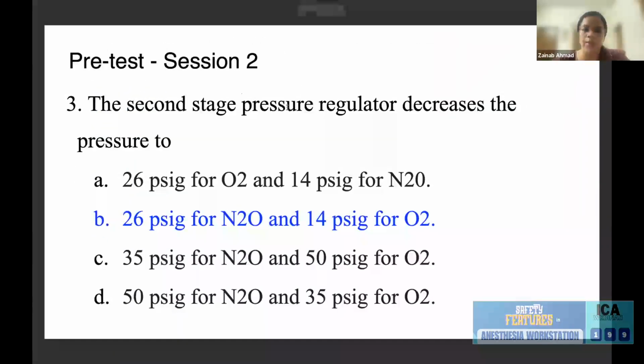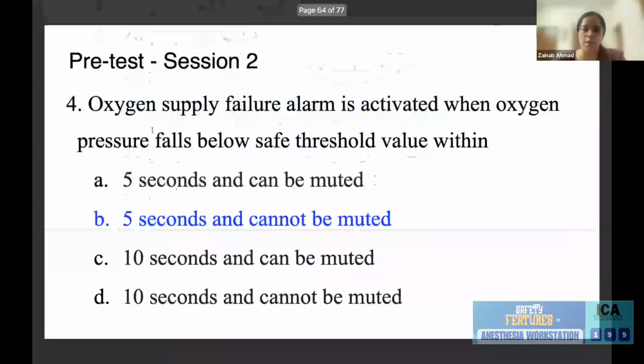Question 3, the second stage pressure regulator decreases the pressure to. So we now know that the pressure in the low pressure system is 26 psig for nitrous and 14 psig for oxygen. So the answer is option B.